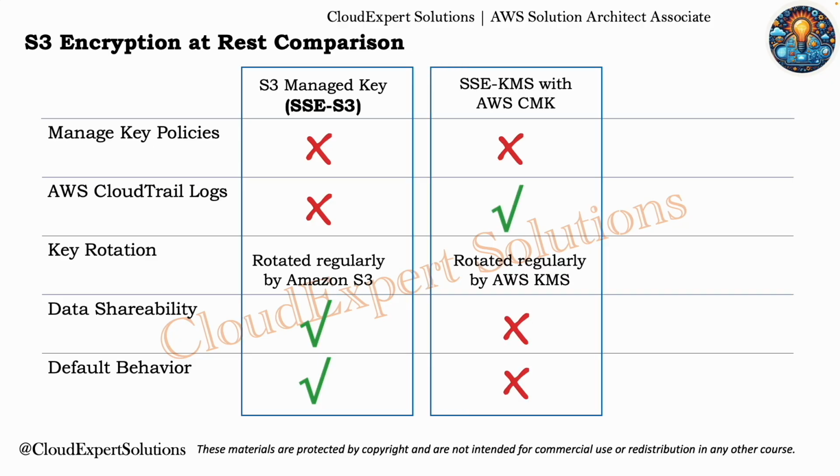Moving to SSE-KMS with AWS managed Customer Master Key or CMK. If the key is managed by AWS KMS, you won't be able to manage the key policy. However, you will have CloudTrail logging. The key will be rotated and regulated by AWS KMS. You won't be able to share the data unless the user has access to that particular KMS key, and this is not the default behavior.